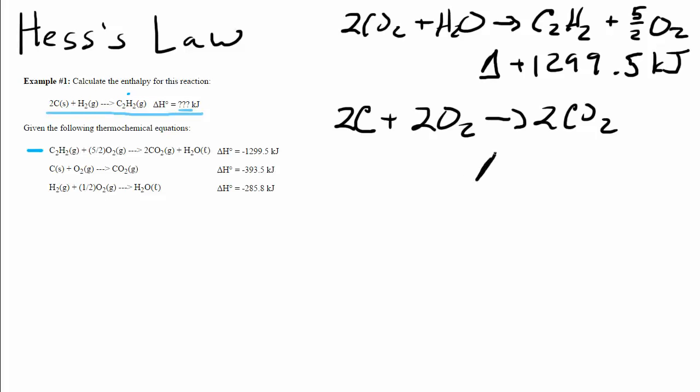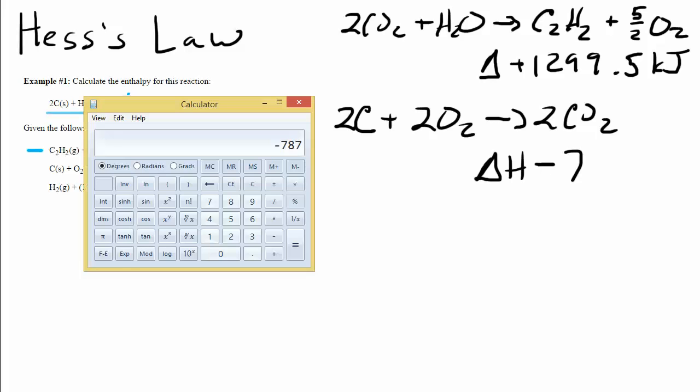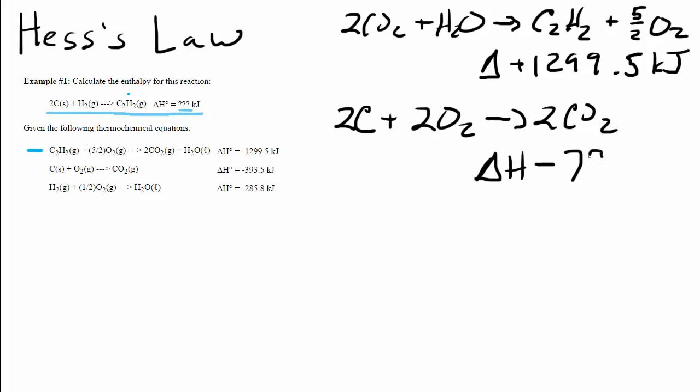So our delta H, change in enthalpy, is negative, what did I say? I forgot already. Jeez, oh Pete, 787. So negative 787 kilojoules. All right, beautiful. So we have 2 moles of carbon in our original reaction. We modified this partial reaction now to have 2 moles of carbon as a reactant as well. So that's good. So now we have to look at the third one.